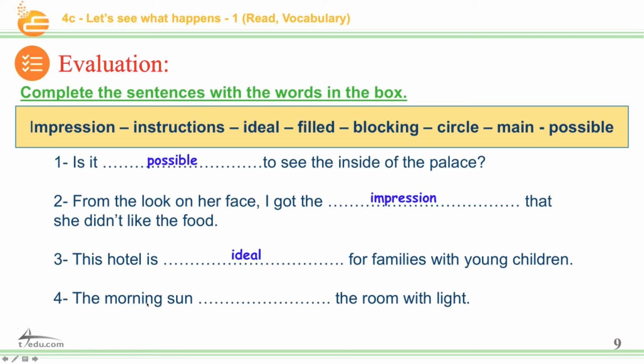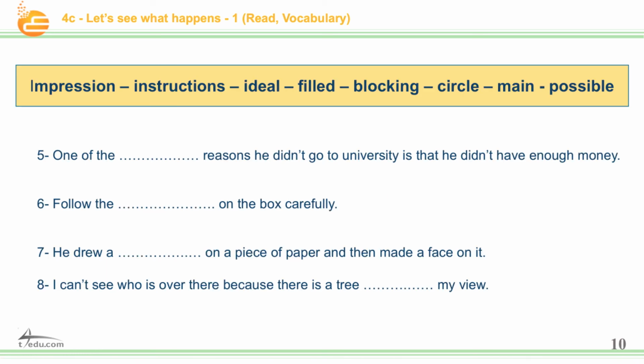4. The morning sun blank the room with light. The morning sun filled the room with light. Number 5. One of the blank reasons he didn't go to university is that he didn't have enough money. One of the, of course, main reasons he didn't go to university is that he didn't have enough money.